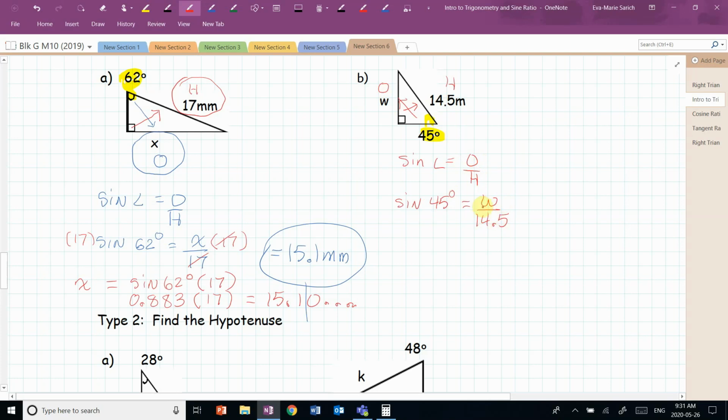We're trying to get W all by itself. So we need to get rid of the divide by 14.5. We're going to multiply by 14.5, and the same thing on the other side, multiply by 14.5.